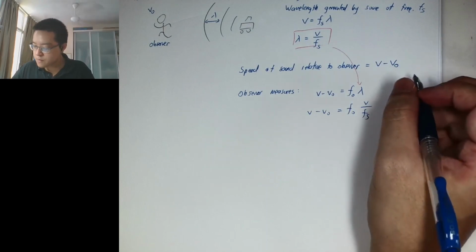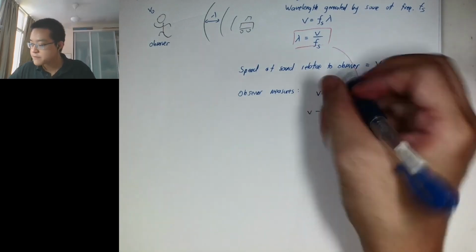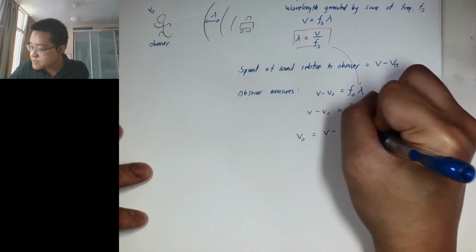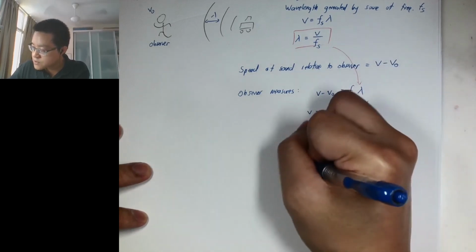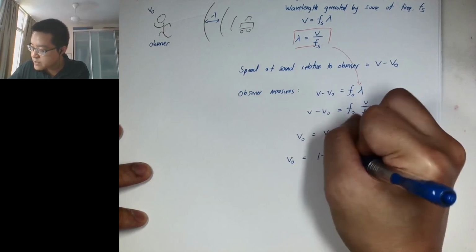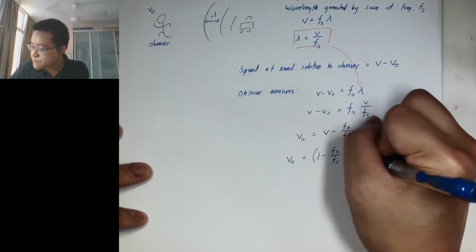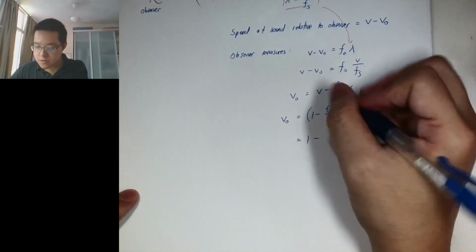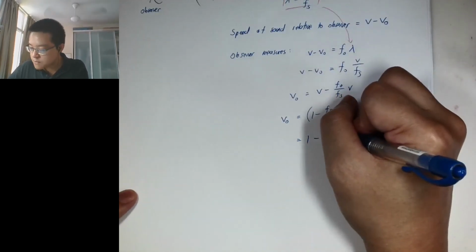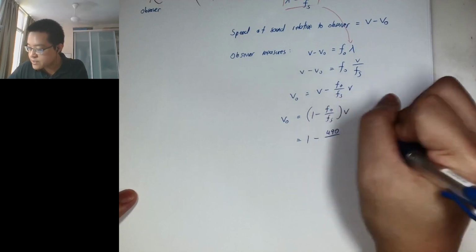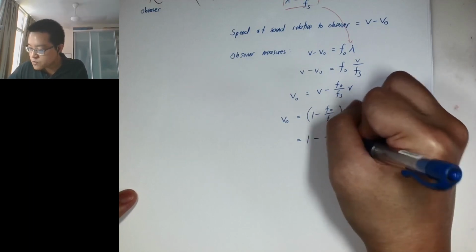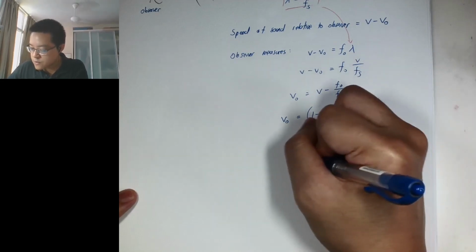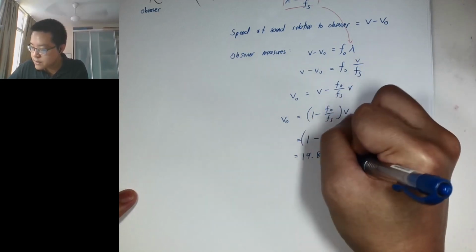So we can solve for my velocity. I want to know what is my V observer. Bring this over, and I get V minus f0 over fs times V. So my V observer is 1 minus the ratio of these two frequencies, times this. These are all the values I know. The frequency observed that you hear is 490. The frequency emitted is 520. The speed of sound in the air is 344. So you will get 19.8 meters per second.